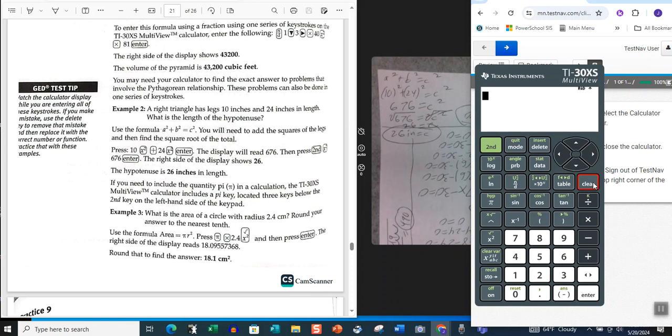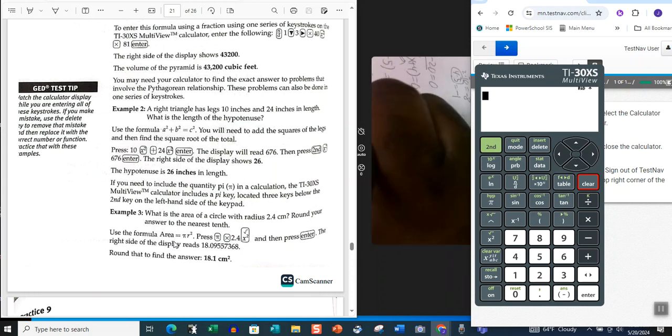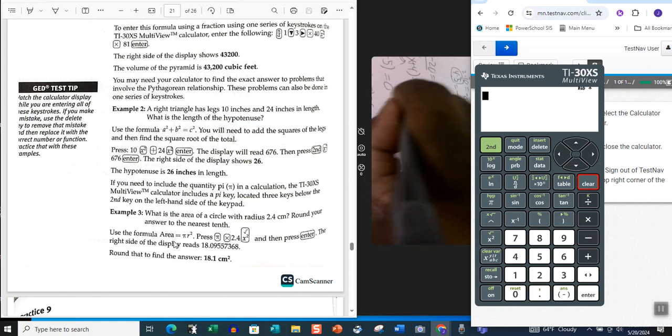It just depends on what they're asking. So let's take a look here. It says, what is the area of a circle with a radius 2.4 centimeters? Round your answers to the nearest 10th. So we know area. We know the area is equal to pi radius squared.